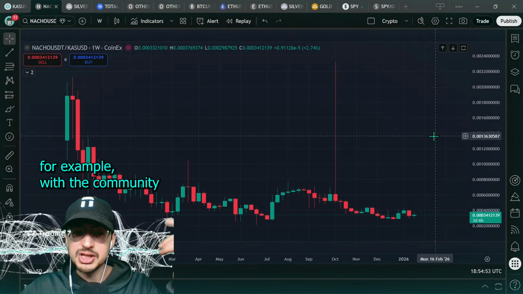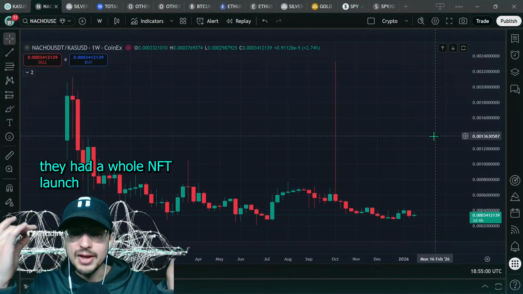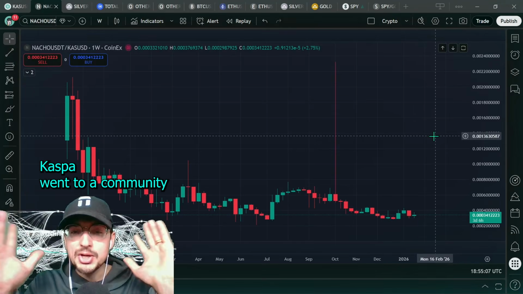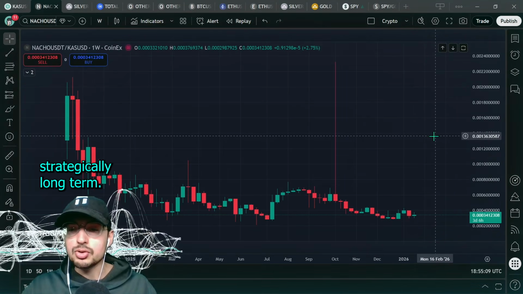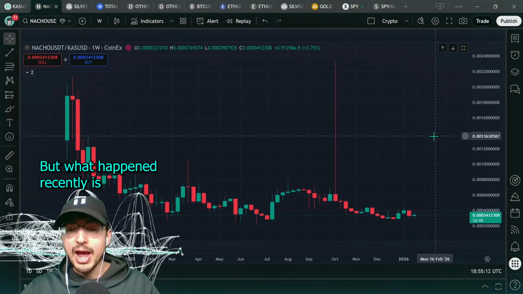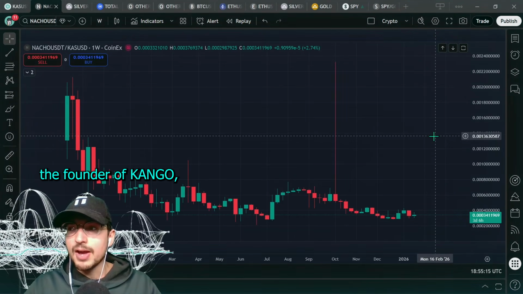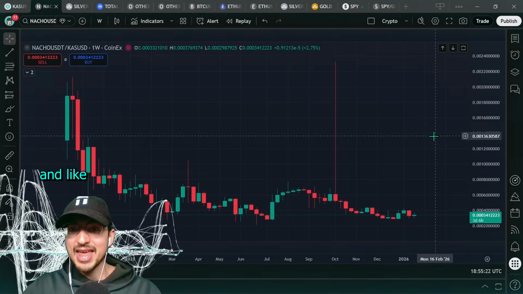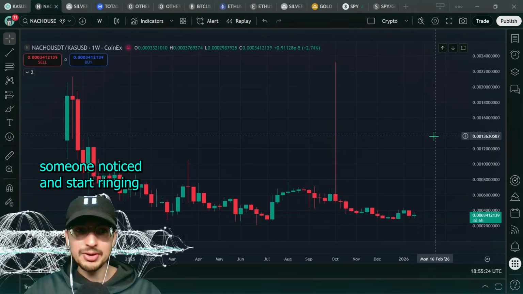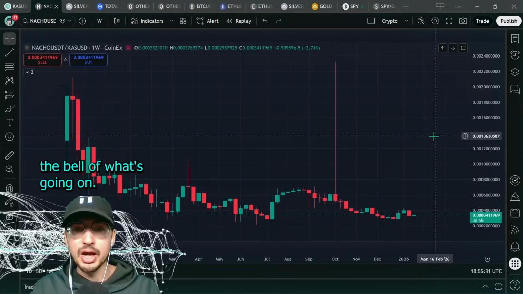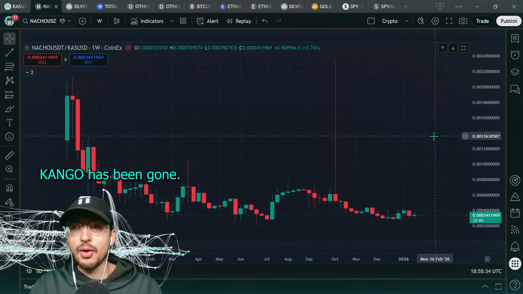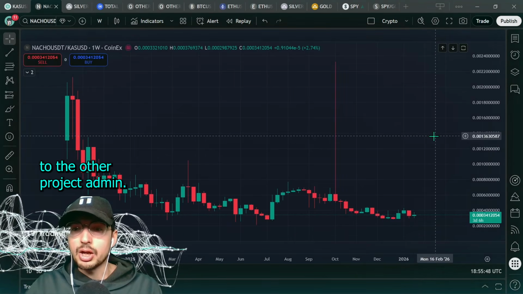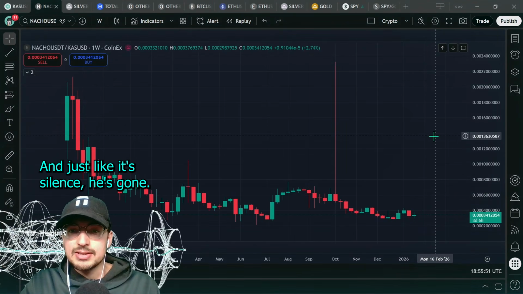It's coming full circle. For example, with the community funds on Kango, they had a whole NFT launch and all the NFT mint fees from that, about 3 million Kaspa, went to a community treasury for the project that they'll use strategically long term. But what happened recently is the founder of Kango took all that money and siphoned it to many different exchanges. And nobody noticed until finally someone noticed and started ringing the bell of what's going on. Ever since then, the founder of Kango has been gone. He vanished. He hasn't been seen. He occasionally responds to the other project admin, but otherwise it's silence.